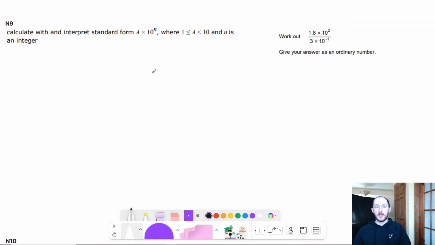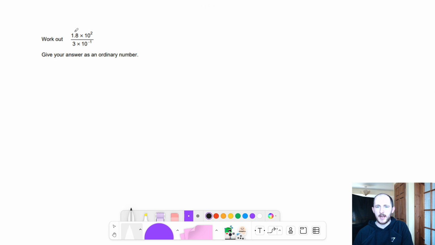Okay, so now we're on to calculating with and interpreting standard form, in terms of a times 10 to the power of n, and keep in mind with standard form you have to have the first number be between 1 and 10, not including 10. So here's how you do the working out. If you are to add the two standard form numbers, all you do is turn them into ordinary numbers, add them using column method, then turn them back. Subtraction, do the same thing.